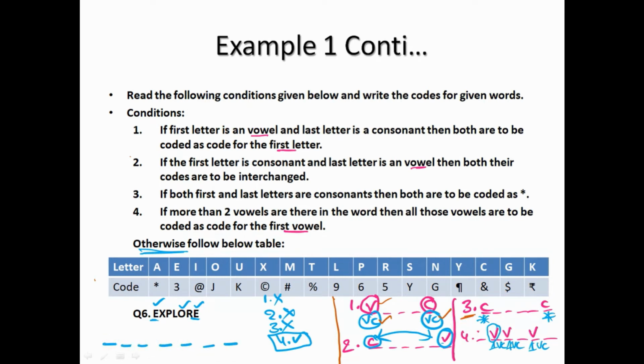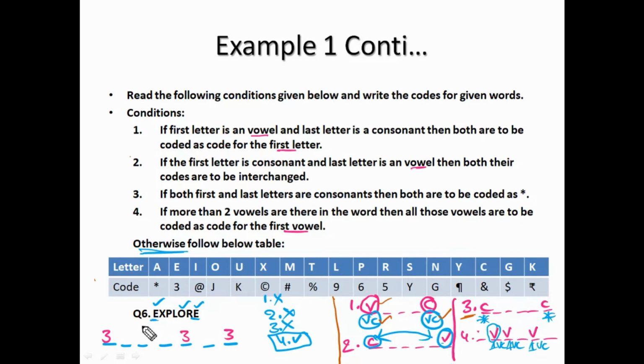EXPLORE. I write the code. Write all the vowels. Replace all the vowels by the first vowel code. Here the first vowel is E. What is the code for E? 3. So E X P L O R E becomes 3 X P L 3 R 3. That's all. All the vowels are replaced by the first vowel code. The remaining letters are coded as they are.